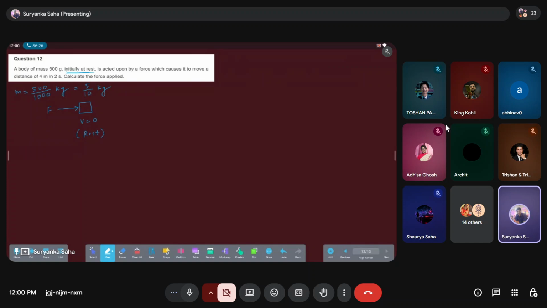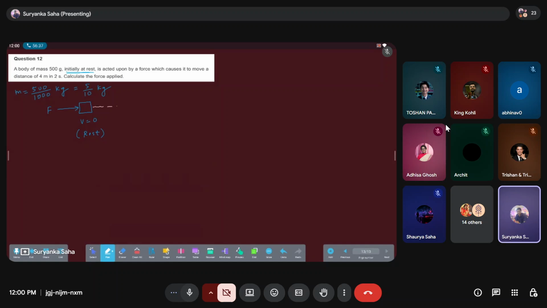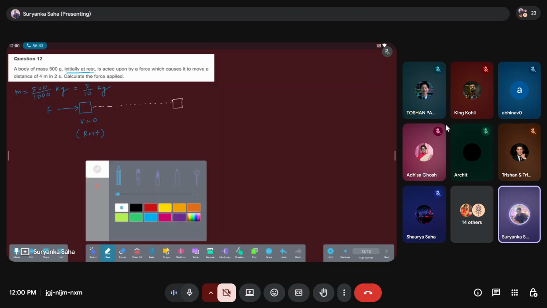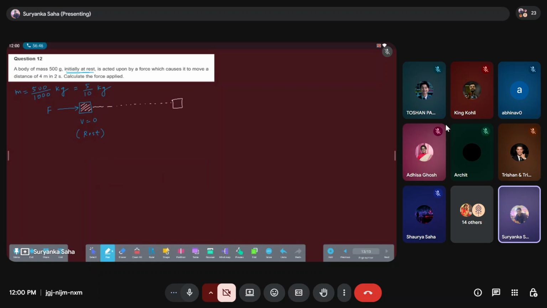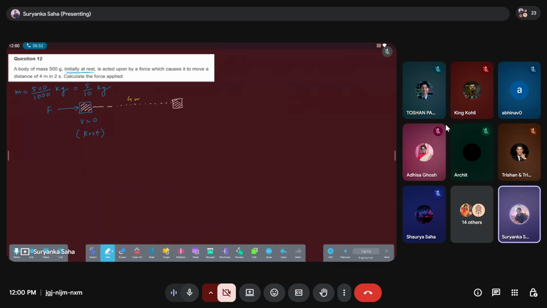Okay. Acha. After application of the force, the force applied causes it to move a distance of 4 meters. So after application, this body moves from here to here. From here to here, the body moves. This distance is 4 meter. Okay. In 2 seconds. So time is also given, 2 seconds. Distance is given, this is S. Okay. Calculate the force applied.